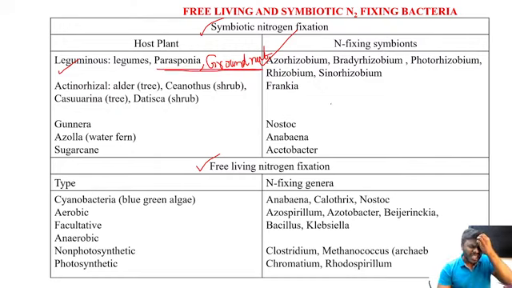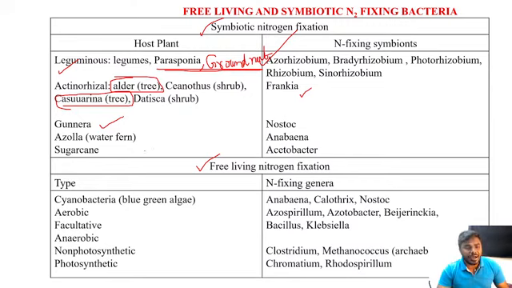Then there is a bacteria called Frankia. Please remember only this thing, Casuarina tree and alder tree. Just remember these two, enough. Then Nostoc living on the Gunnera plant, Anabaena living on the Azolla water fern, Acetobacter living on the sugarcane. Nothing to explain over there, my friends. You have to remember that.